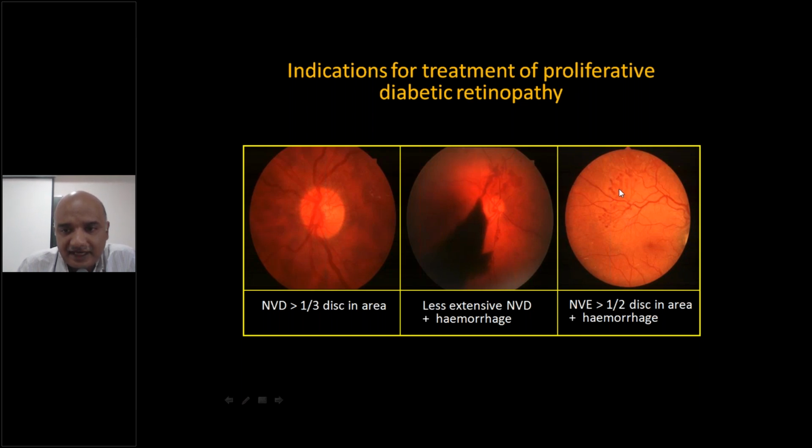Now this is NVE. You can see there is fan-like proliferation of new vessels all along the branches. So this is NVE, which is more than the size of the normal disc, and there are some areas of hemorrhages here and there. So these are all indications for treatment. Basically, when there are high-risk characteristics associated with the proliferation of NVD or NVE, you have to treat the patient. Treatment options, again, as I will reiterate, are anti-VEGFs, lasers, and intravitreal steroids.